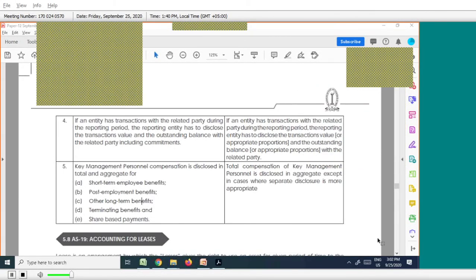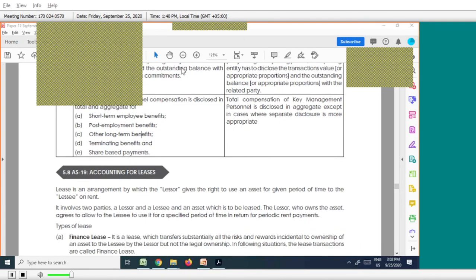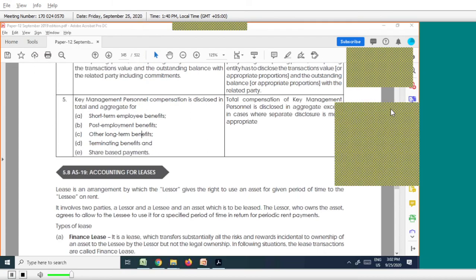The next accounting standard is AS 19. AS 19 deals with accounting for leases. So generally we know that accounting for leases.